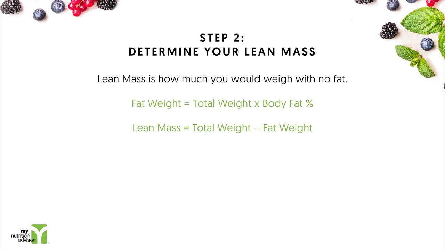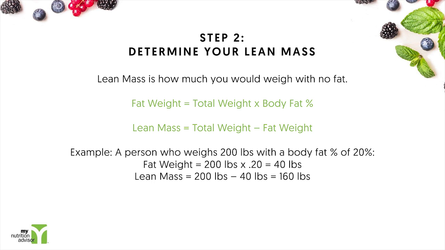So let's look at an example here. Let's say a person weighs 200 pounds and they have a body fat of 20%. The fat weight is very easily figured. You just take 200 times 0.2 and that gives you 40 pounds of fat on that person's body. Now if we look at the lean mass, we just take his weight, which is 200 pounds, we minus the fat weight, which is 40 pounds, and we figure, okay, this person has a lean mass of 160 pounds.